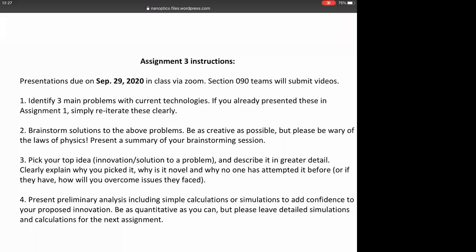This step 2 is brainstorm solutions to the above problems. This is important, which means brainstorm, of course, on Zoom or Slack or Discord or whatever you want to use. Look at the 3 main problems and try to brainstorm. I would spend like half an hour to an hour, excuse me, on solutions to these problems. Be as creative as possible, but of course, please be wary of the laws of physics. And I want you to present a summary of your brainstorming session.